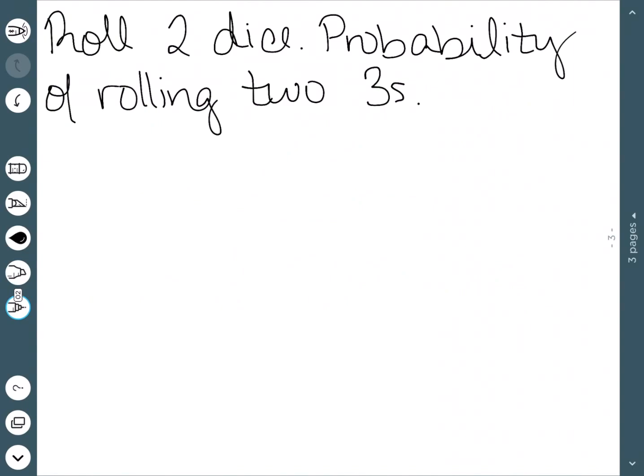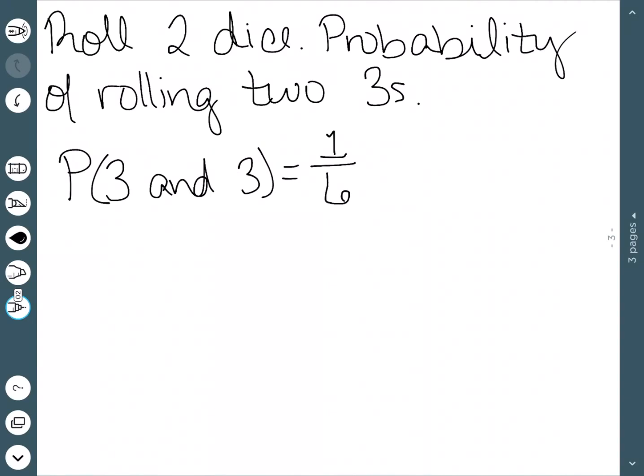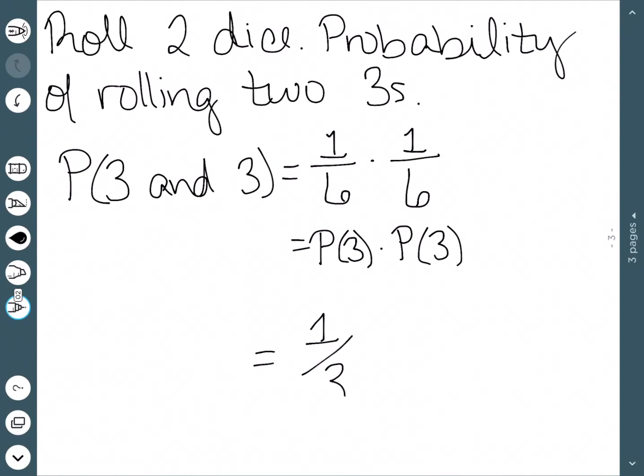Let's suppose I roll 2 dice, and I want to know what's the probability of rolling 2 3s. So I want a 3 on the first and a 3 on the second. Well, for our first die, there's 1 3 and 6 sides. And our second die, there's 1 3 and 6 sides. And these are going to be independent events, because rolling 1 die does not change what's going to happen on the other die. So we have 1 out of 36.